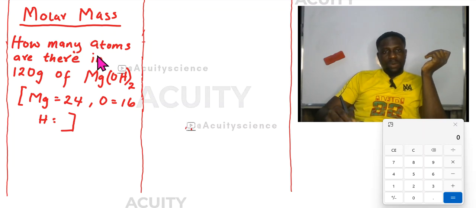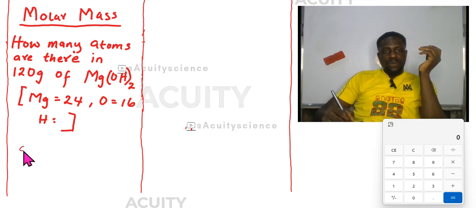We're supposed to tell the number of atoms, and the information given to us here is in grams. Now, this is the pathway. For you to get the number of atoms, you must use Avogadro. Okay, and because you must use Avogadro, you have to use moles. Avogadro does not work with grams.